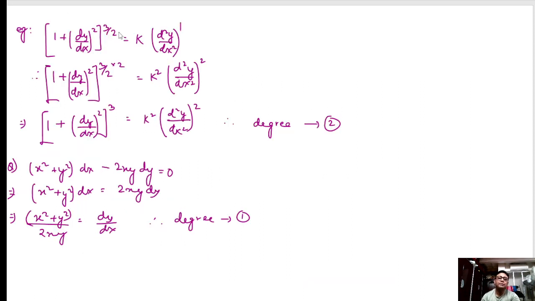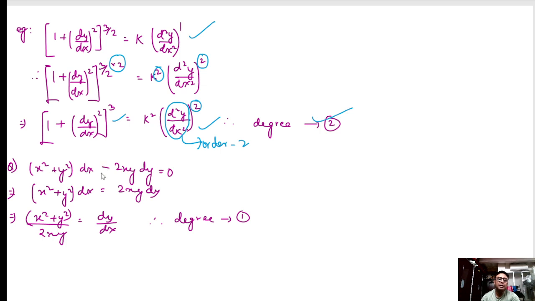Now here let us find the degree of this equation. First of all, we are squaring both sides. So this becomes this. Now as you can see, the maximum number of times we have differentiated is 2 times. So the order is 2. And the power of this highest derivative is 2, so the degree is also 2.